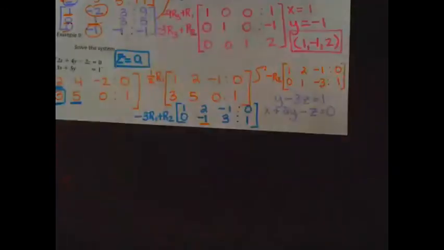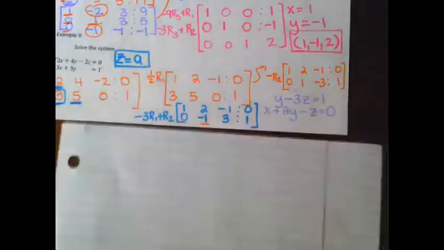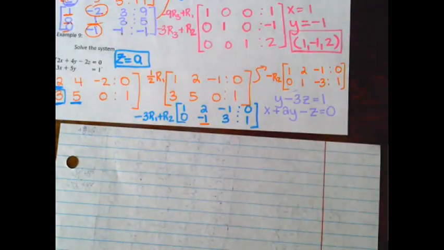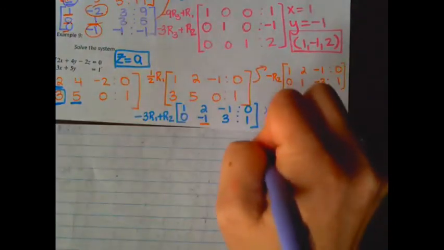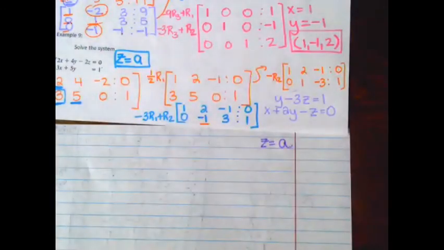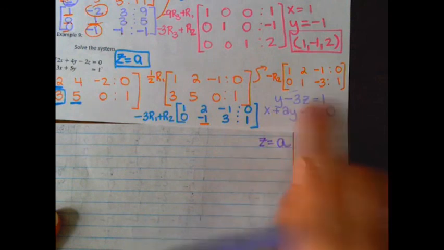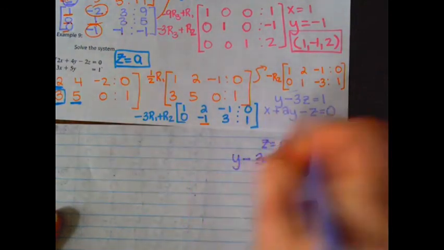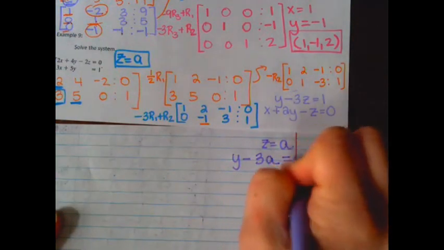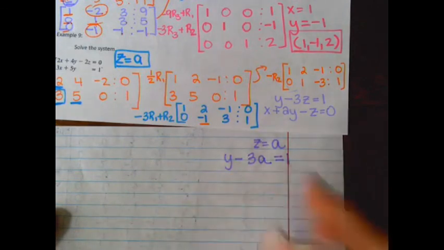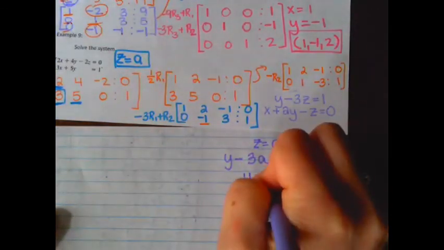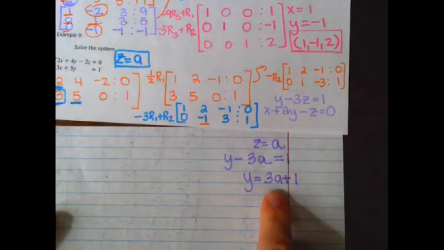Okay. Now, from here, what did I tell you we're going to let z equal no matter what? Because we can't find z here. So what are we going to say z equals? Z equals a, right? So since z equals a, could I find y? I should be able to find y because y minus 3 times z, well, what's my z? A equals 1, right? Well, how do I move this 3a to the other side? I add it, right? So isn't y just 3a plus 1?